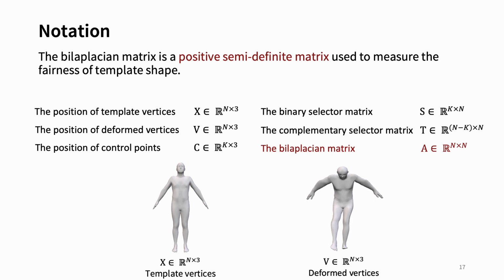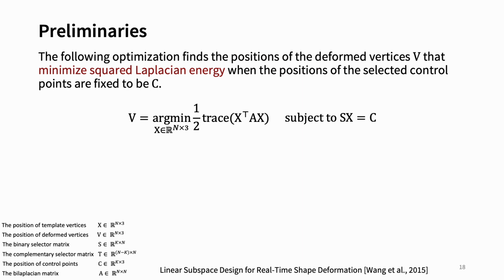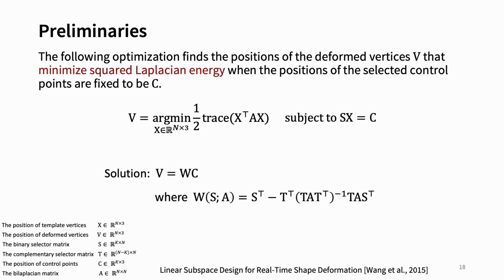With this notation, we explain the details about the closed-form formulation of the biharmonic coordinate deformation function. This optimization finds the position of the deformed vertices V that minimizes the squared Laplacian energy when the positions of the selected control points are fixed to be C. Biharmonic coordinate is defined as the closed-form formulation of this optimization, namely V equals WC. Here, W, called biharmonic weight, is derived from the solution of the above optimization.